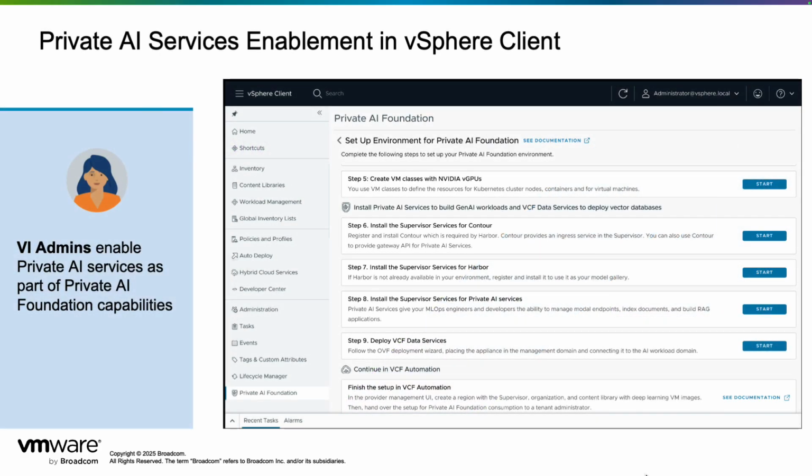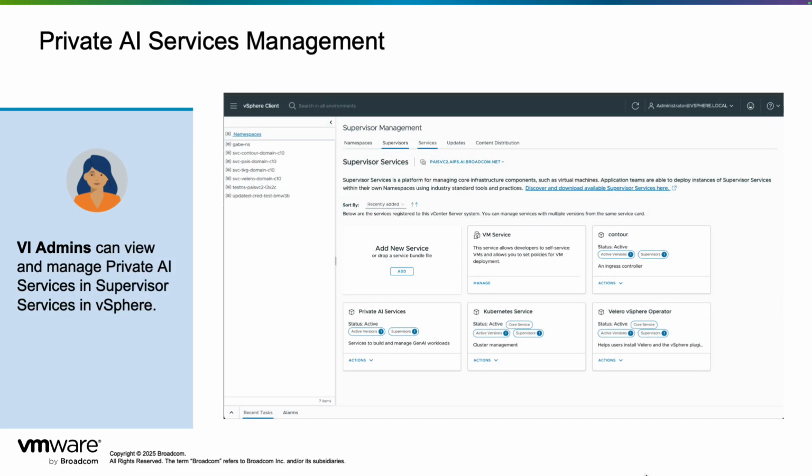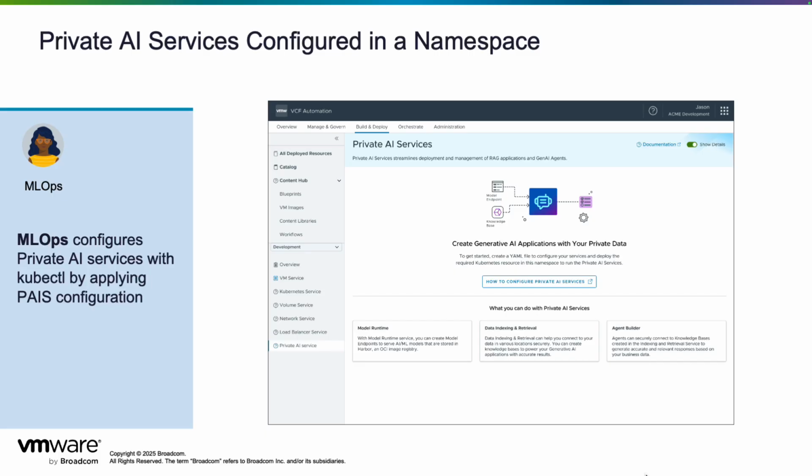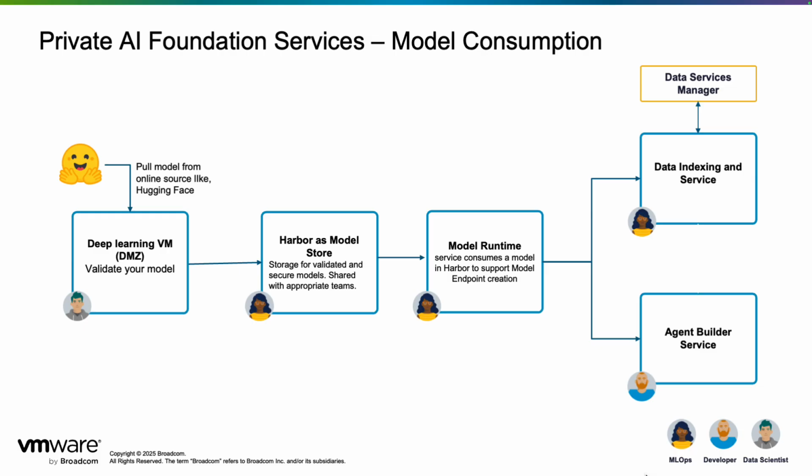So the user experience here: there's a lot of setup help for you, for a VI admin, a lot of steps you can go through to set all this up. And here's what it looks like once you've done your setup. You've loaded in the private AI services on the bottom left-hand side here. You've loaded in other services as well. You've used the VM service to create the VM classes. And now we're ready to create catalog items using the quick start, as I mentioned. And here are the private AI services that we just saw in the user interface. And of course, we've seen this flow just now: the model store, the model runtime, data indexing, and agent builder.